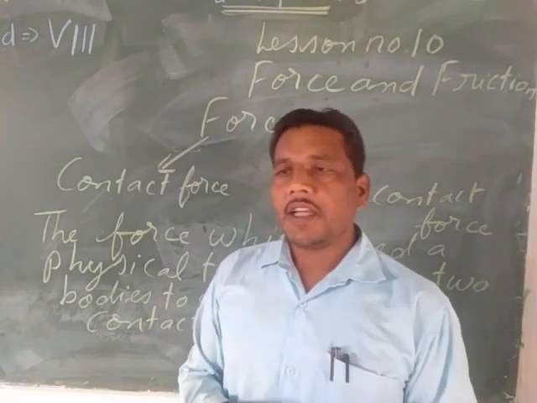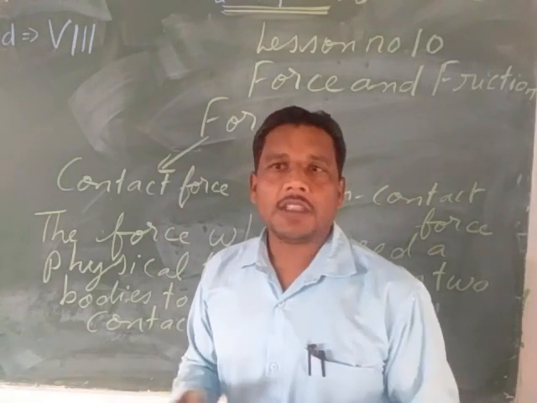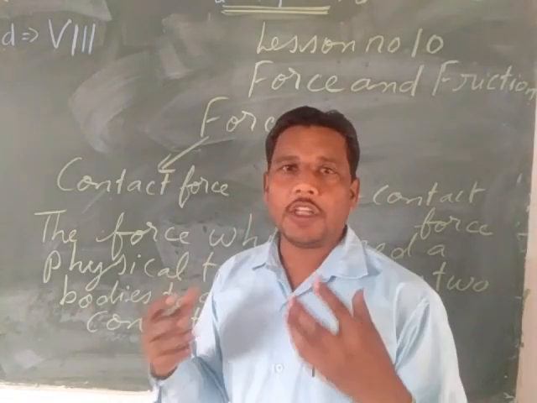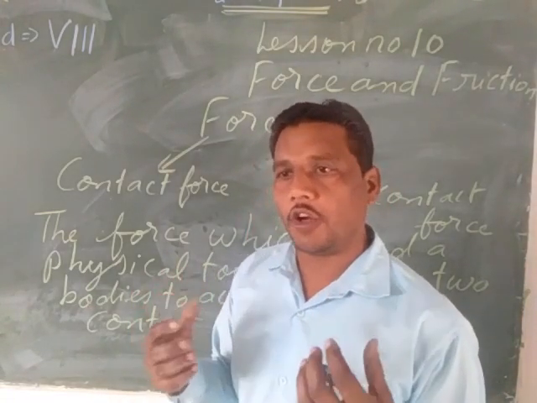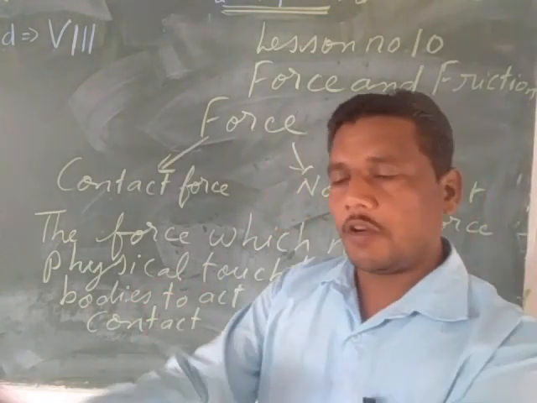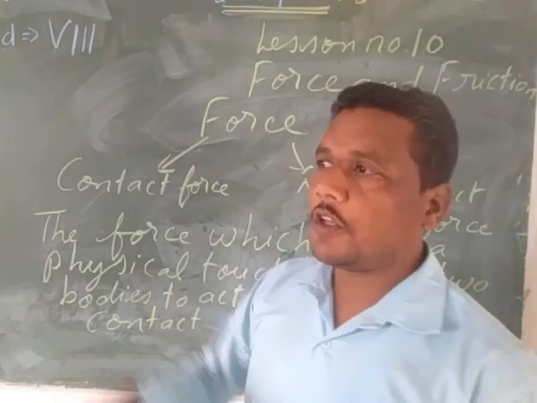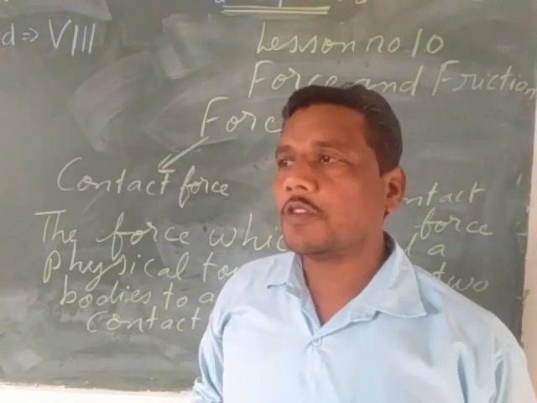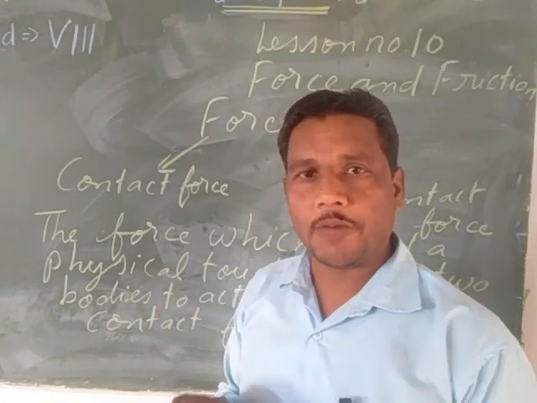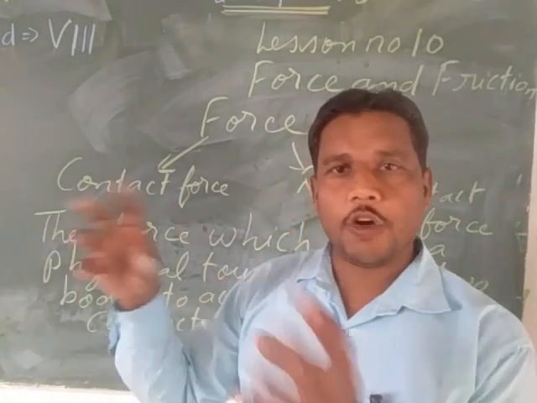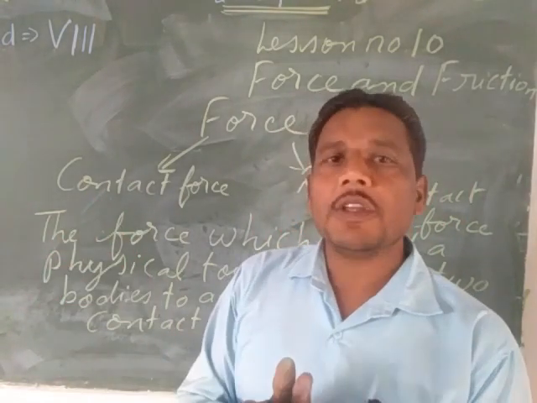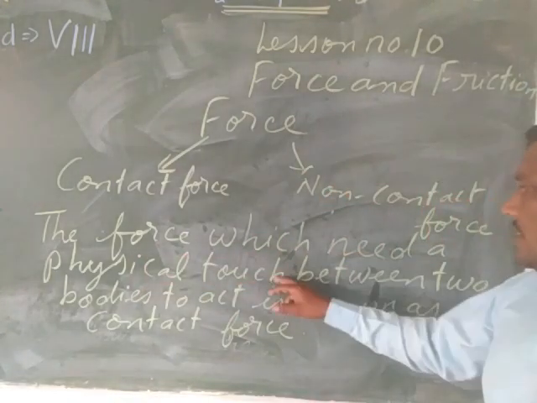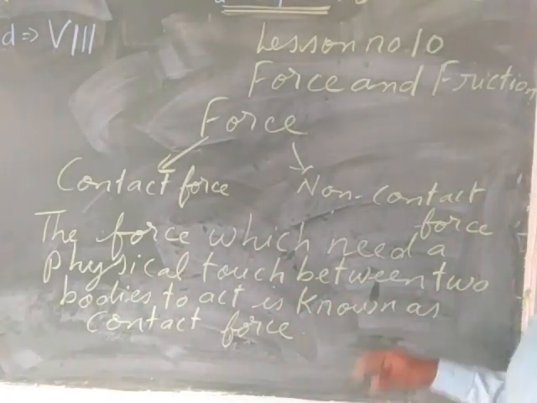Suppose, my child, we are saying that horses are pulling the tonga. The horse's body has to touch it, then only the horse is able to pull the tonga. Suppose the horse is standing somewhere else and the tonga somewhere else, the tonga cannot be pulled. If we want to pull the tonga with the help of horses, we have to tie a rope from the horse's body to the tonga. So both the bodies should be in physical contact, then only the tonga can be pulled. So the force which needs a physical touch between two bodies to act is known as the contact force.